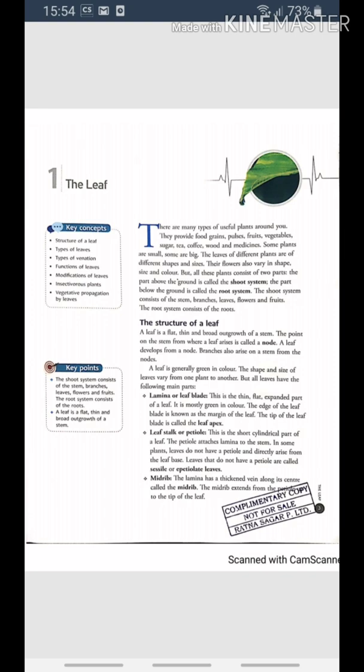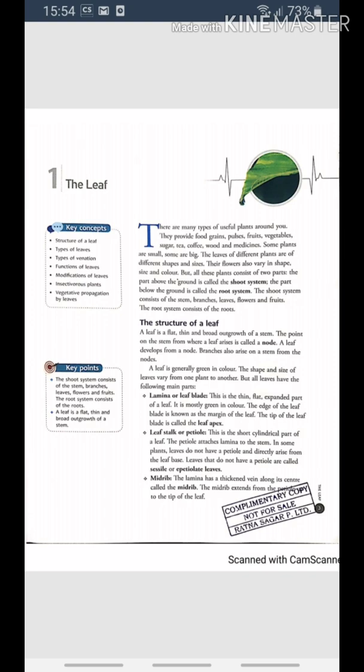Now children, see the types of leaf venation. Firstly, see what is venation. The arrangement of veins and veinlets on the lamina of a leaf is called venation. It is of two types, reticulate and parallel. In reticulate venation, the veins and veinlets are irregularly distributed over the entire lamina, forming a network. The leaves of plants such as peepal, guava, and mango have reticulate venation.